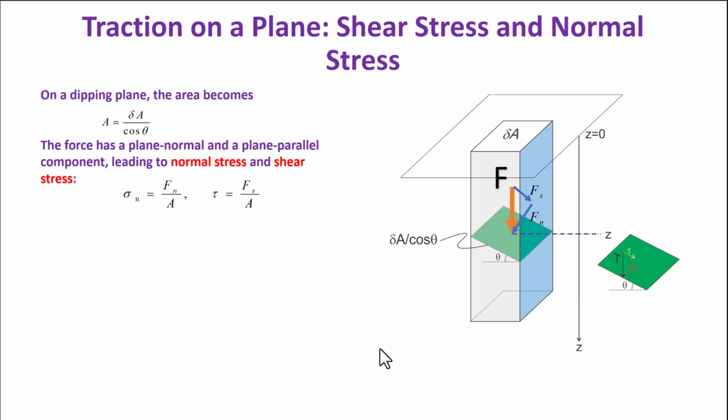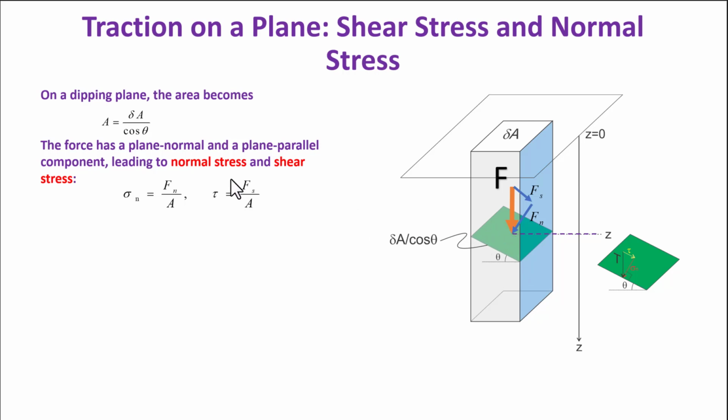The stress on a dipping plane is different. First, the area on a dipping plane is no longer delta A, but delta A divided by cosine theta. Theta is the dip angle of the plane.